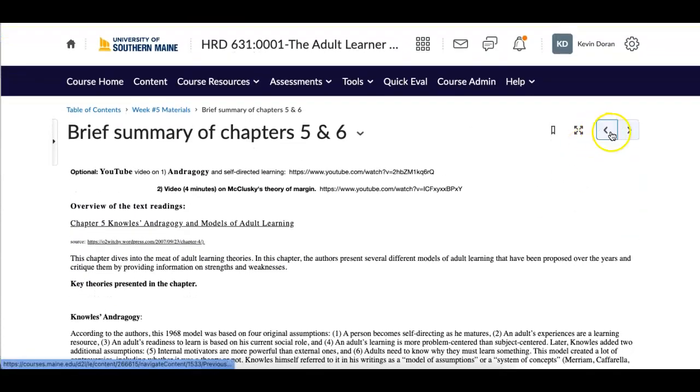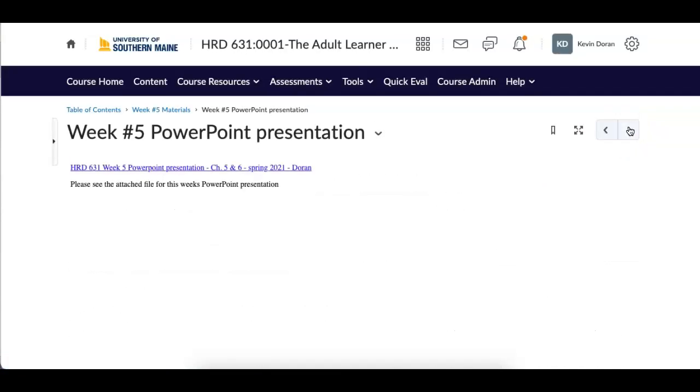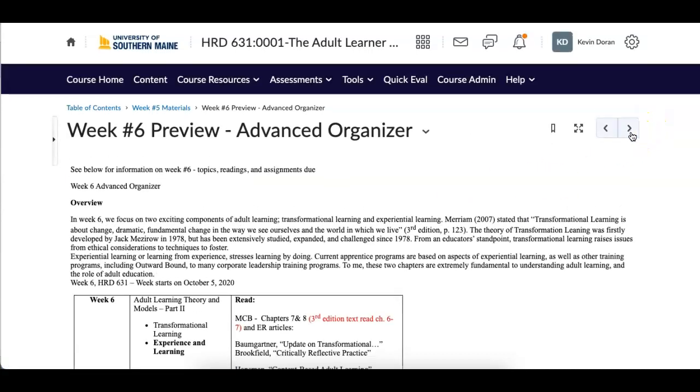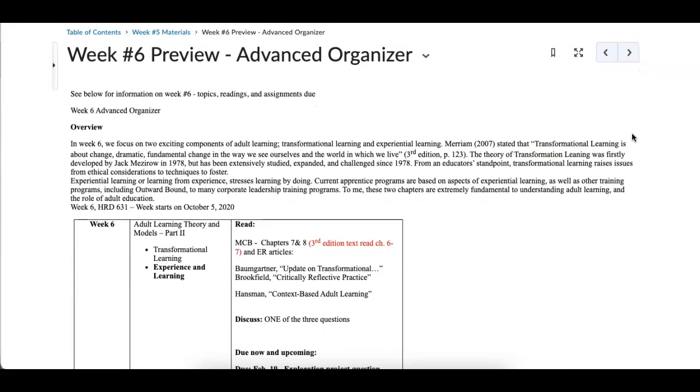I think in certain ways there's some extra materials in this, but I decided to keep it in. There's a PowerPoint presentation. Don't worry about this. This is something I did back in 2021, and really it's about week number 5, or chapters 5 and 6. Electronic reserve articles that might make reference to. An advanced organizer for week number 6.